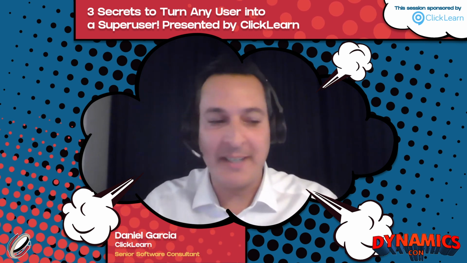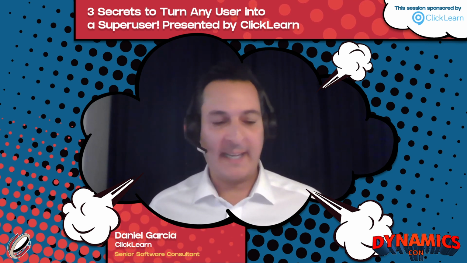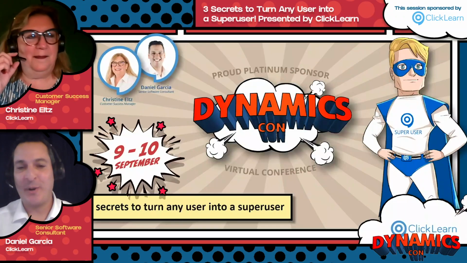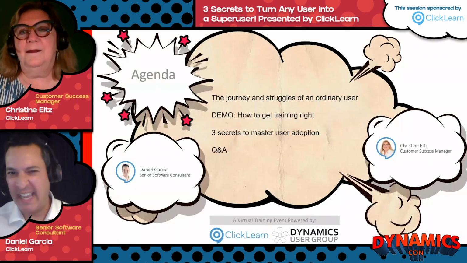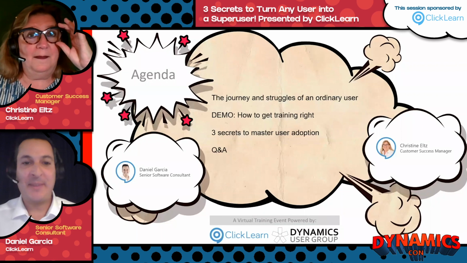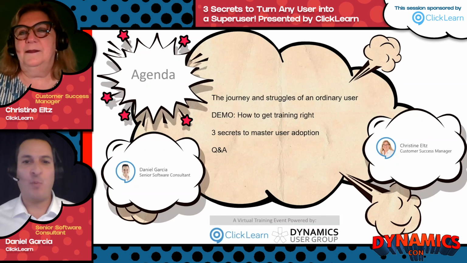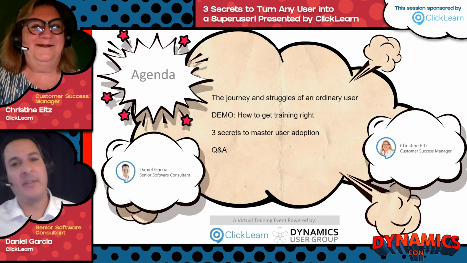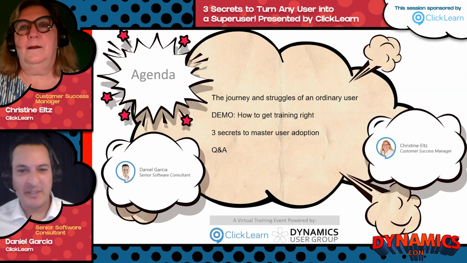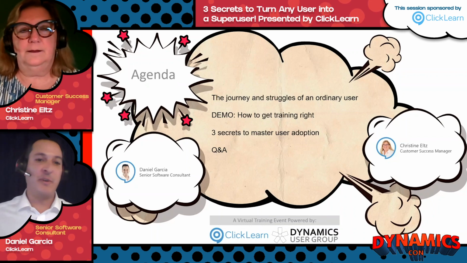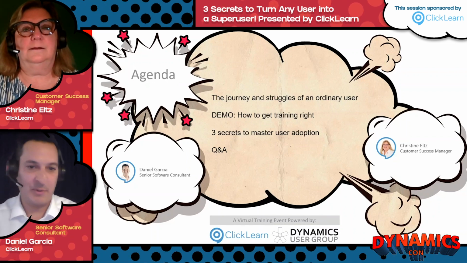Today, we are going to be talking about the secrets of how to take an average person to become a galactic super user. We're going to go through a little bit of the struggles of the average ordinary user. Then I'm going to hand it over to Christine. Christine's actually going to do a live presentation, a live demo of what you could do with ClickLearn. And then we're going to share with you three secrets of how to master user adoption. Of course, we're going to have a Q&A session at the end. So keep that in mind. Think about some questions that you want to bring up as we go through this.